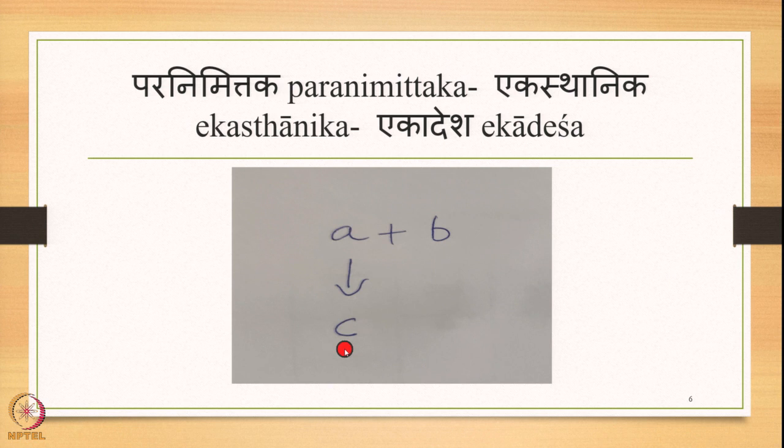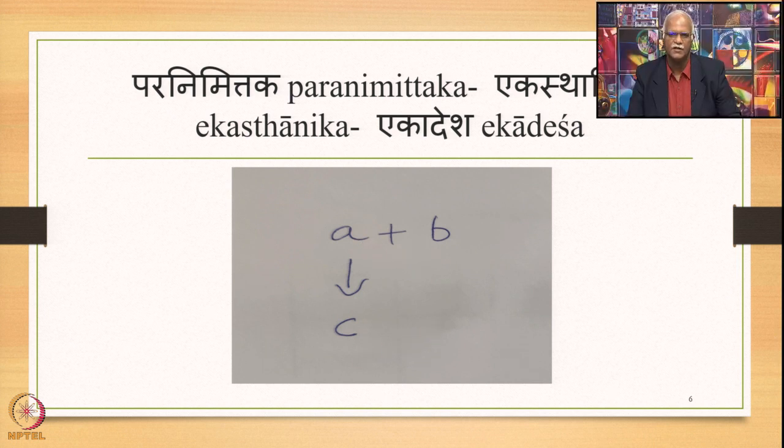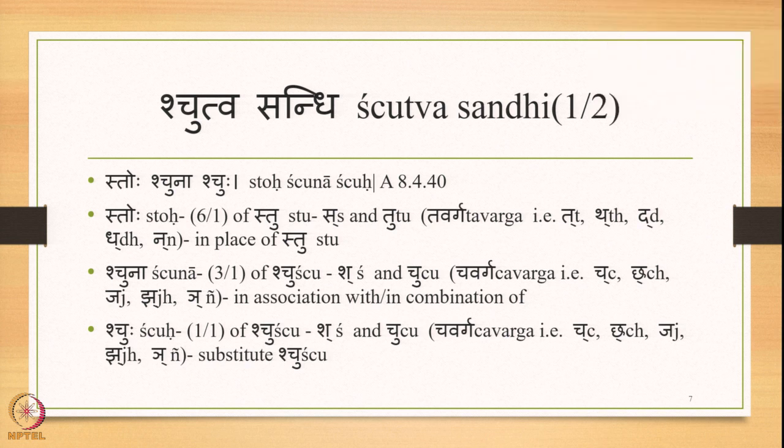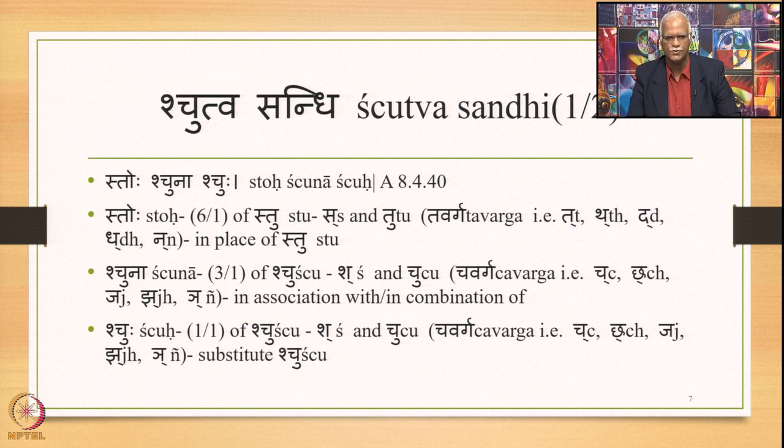So, paranimittaka-ekasthānika-ekādeśa. A plus B is the input, C plus B is the output. And amongst them, currently we are studying ścutva sandhi, and we also have studied the sutra stoścunāścuḥ. But it is important for us to study stoścunāścuḥ once again in this lecture as well.